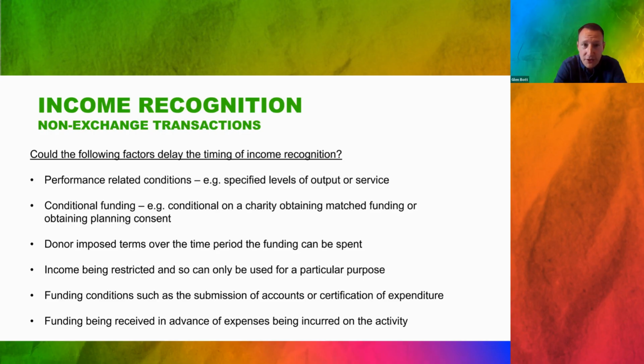So non-exchange transactions then. In terms of what factors could delay the timing of income recognition, which things will and will not have an impact on that ability to recognise that income. So the first one, performance-related conditions. Where the grant contains specific conditions that specify either a level of output or service has to be performed by a charity, these are performance-related conditions. In these cases, the income should not be recognised until those specified outputs have been achieved. So that one would impact on the timing of the recognition.